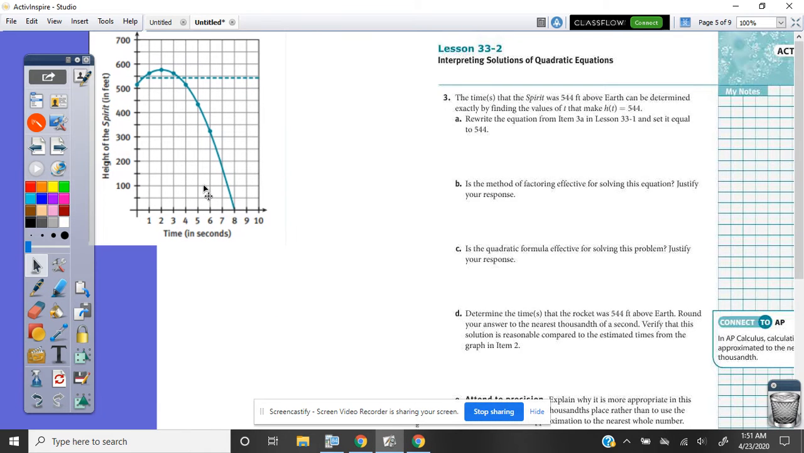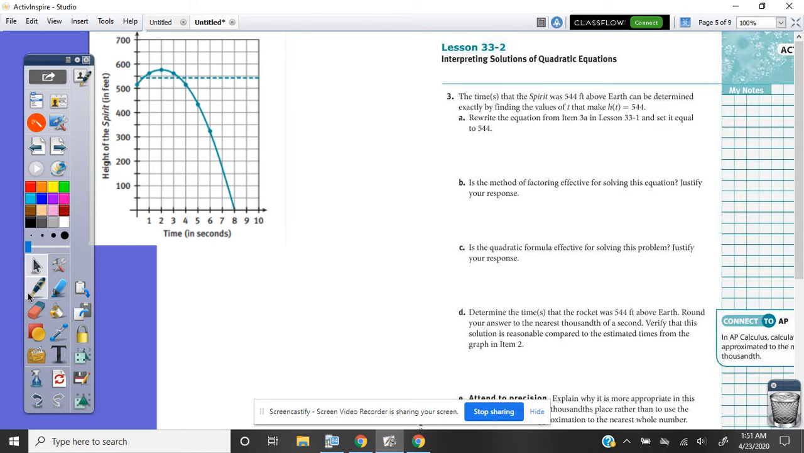Okay, number 3, the time that the spirit was 544 feet above Earth can be determined exactly by finding the values that make h of t equal 544. So we're going to rewrite that equation and set it equal to 544. So the same equation. So we have negative 16t squared plus 64t plus 512 equals 544.